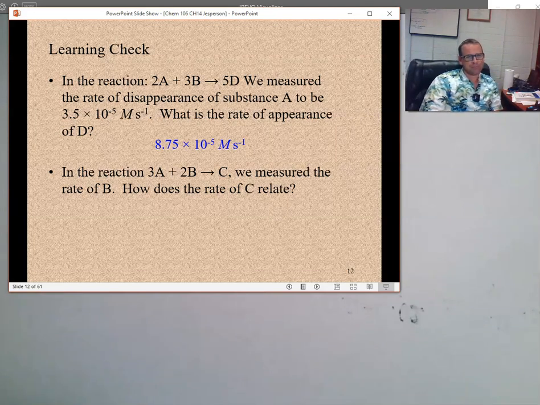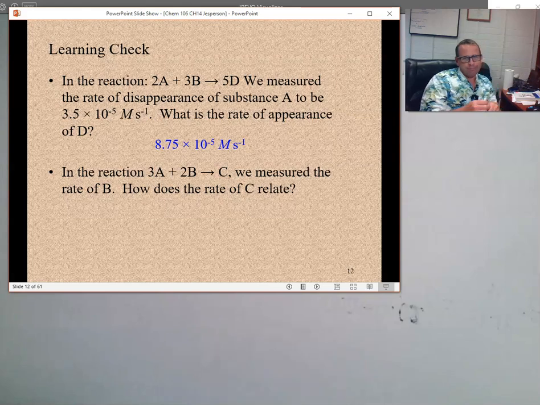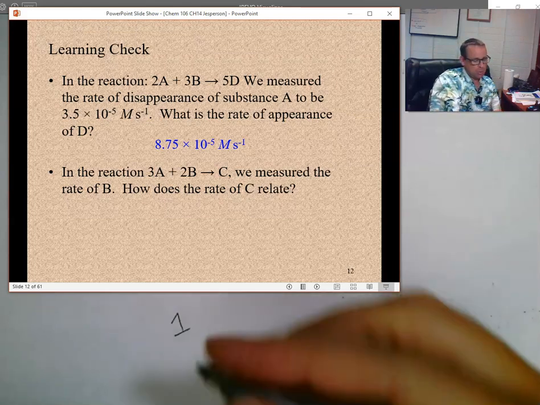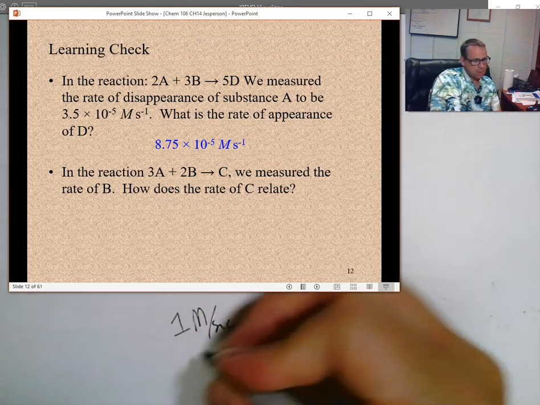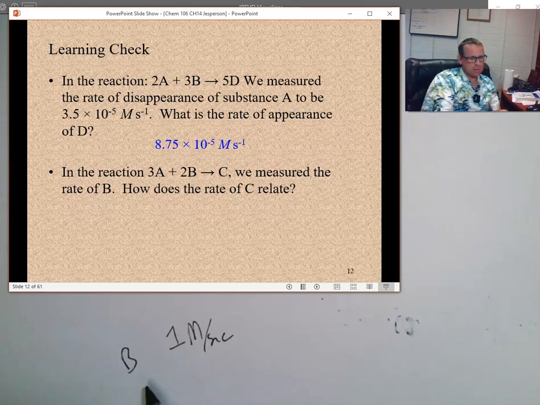So would it be 5? Well, let's see. It's not that much like the top one. It's not exactly the same reaction, right? We have a slightly different scenario going on here. But we've said that we measured the rate of B. Let's say B disappears at some value, 1 molar per second maybe. That's the rate of B's disappearance. So how is that going to relate to the rate of C? And, because C is a product, C has to be appearing. So how is the rate of C going to be related to the rate of B's disappearance?